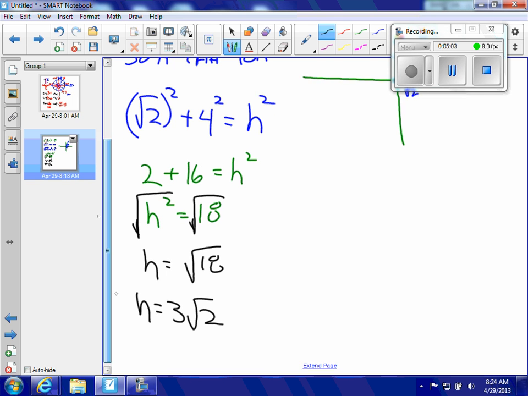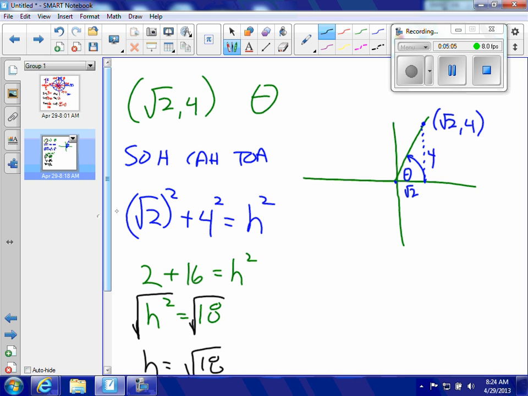So now I have my hypotenuse. Hooray. My hypotenuse is 3 radical 2.